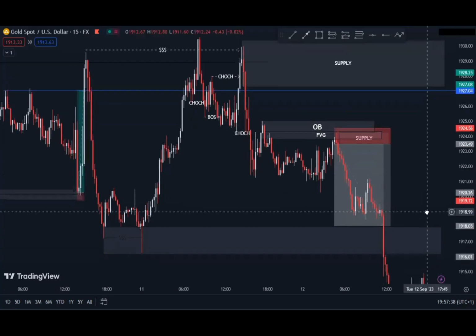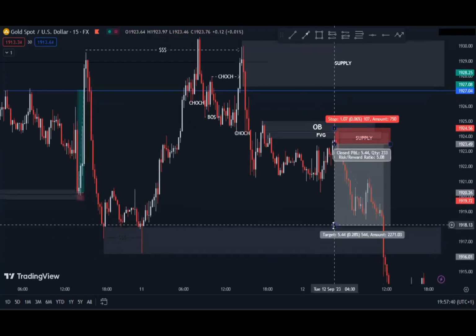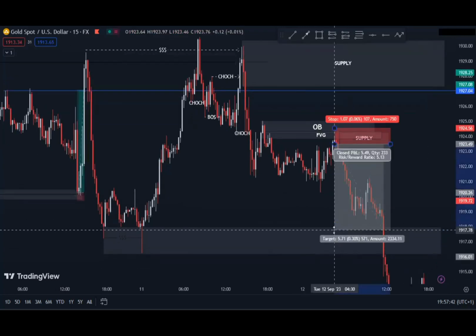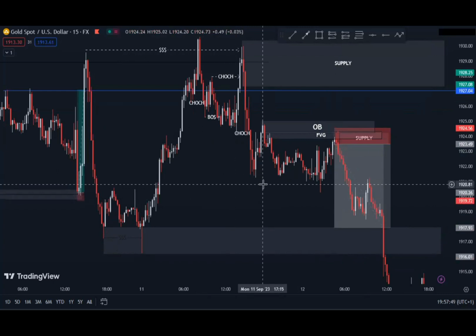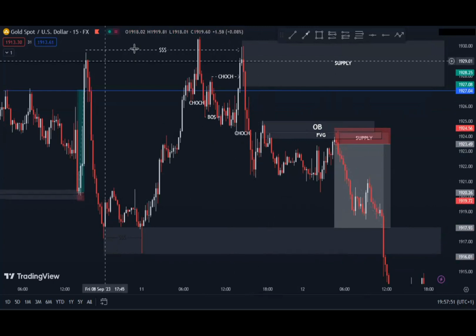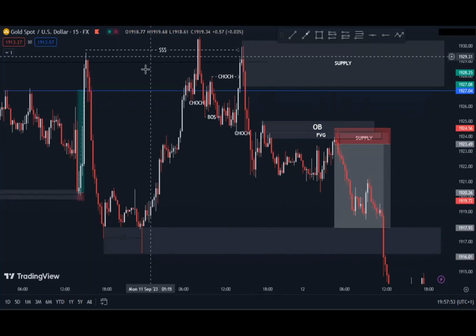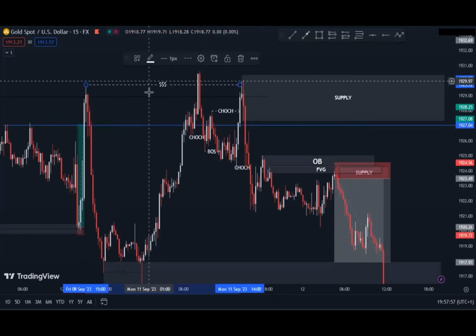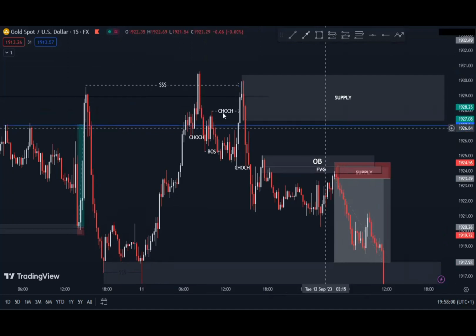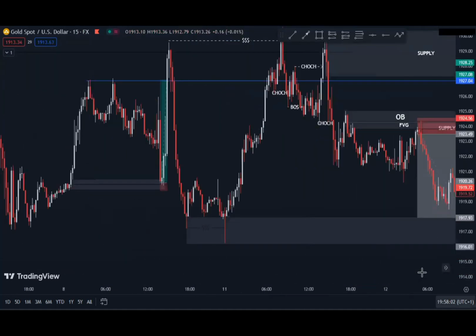I took this live with my students, my pre-mentorship people. I gave them the trade live. So guys, this trade was just about momentum because there was liquidity resting at this stop and price swept the liquidity, giving us fuel to continue downwards.